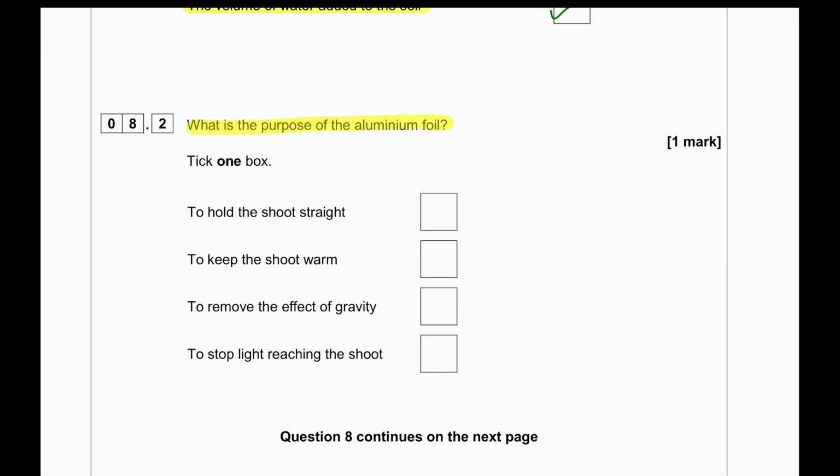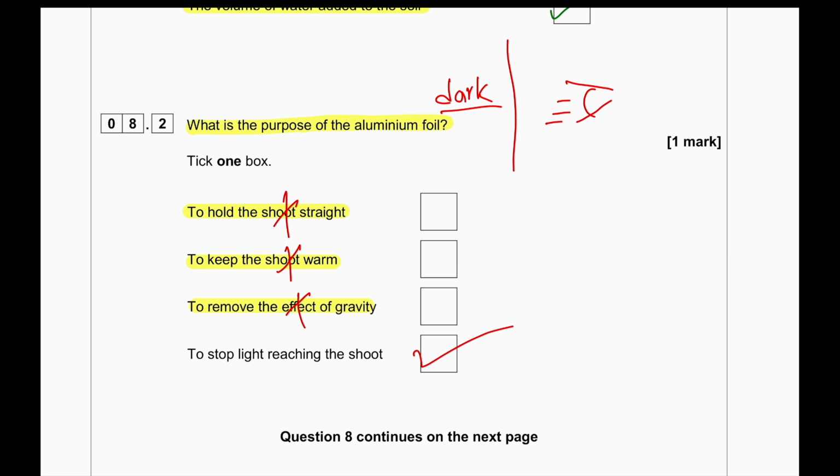What is the purpose of the aluminium foil? Aluminium foil obviously will not allow the light to pass through. So the plant will be in the dark. So the purpose is to stop the light from reaching the shoot. Aluminium will not remove the effect of gravity. Neither will it keep the shoot warm because the temperature is already controlled. To hold the shoot straight is also not the purpose of the aluminium foil. Okay, so none of them.